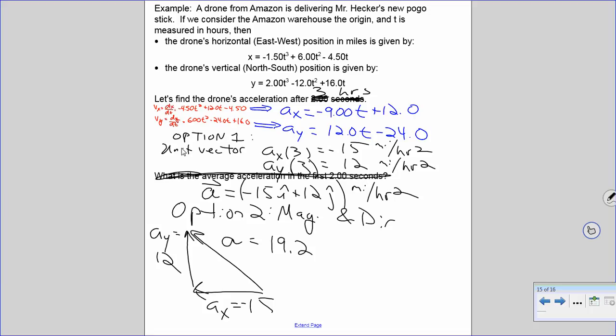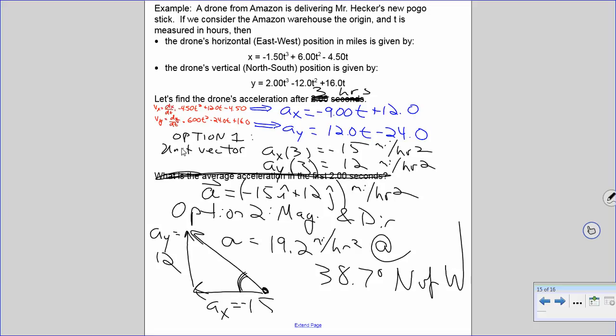We got 3 significant digits, so we can stick with that. Miles per hour squared at, and remember, when you find your angle, you always find the angle wherever you started your drawing. So I'm going to do inverse tangent of 12 over 15, and it gives you 38.7 degrees. And then how would I describe that? North of west, right? Everybody good with that? Problems?